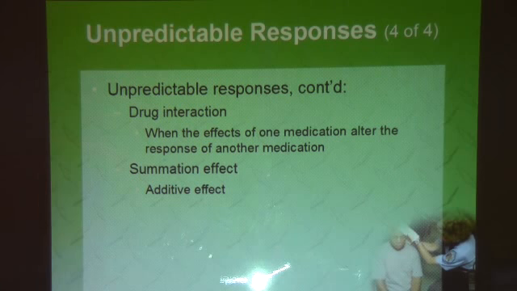Drug interactions. Many patients will take multiple medications at one time. Drug interactions occur when the effects of one medication alter the response of another medication, and they can be fatal. This interaction may not always be anticipated. It's possible to see the opposite or completely unrelated response. Drug antagonism. When a body is taking more than one medication, one could block the body's response to another medication. Summation effect. It's an additive effect where you have two drugs that have the same or similar effect that increase the patient's response when both are administered to the patient.